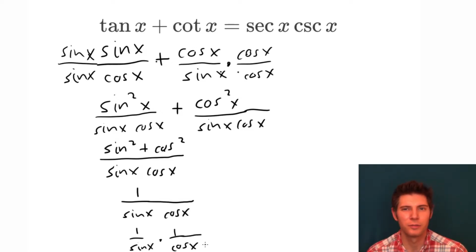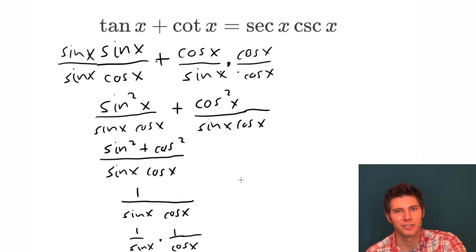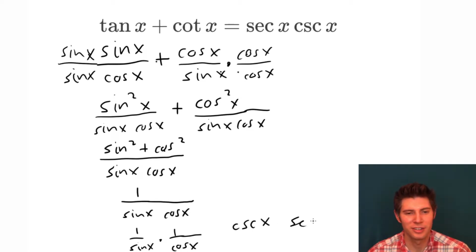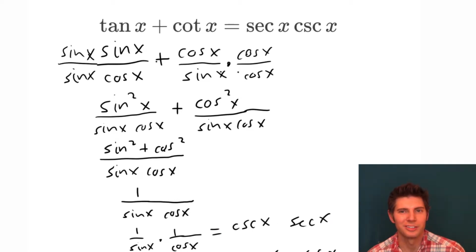And if you ever feel uncomfortable about how confident you are, you could do it this way. Just remember, if we were to multiply these, it would bring us back to here. So you can always check yourself after you take a step. Now, 1 over sine x is cosecant x, and 1 over cosine x is secant x. And that's that one.